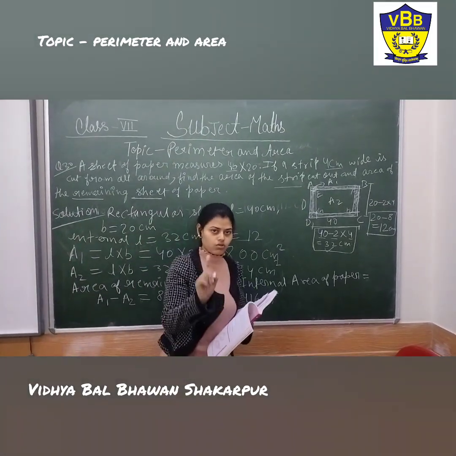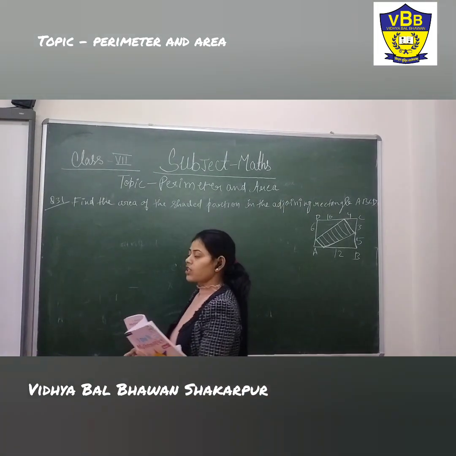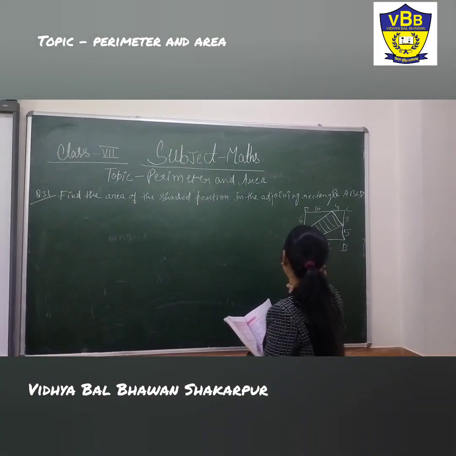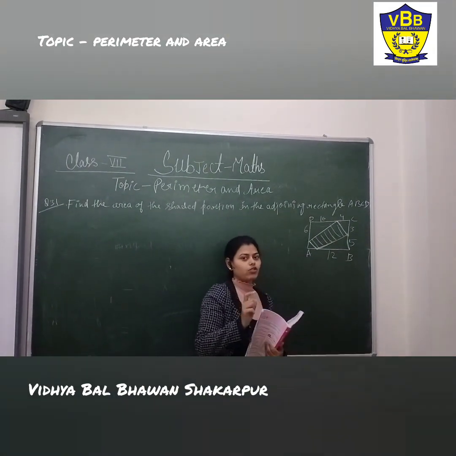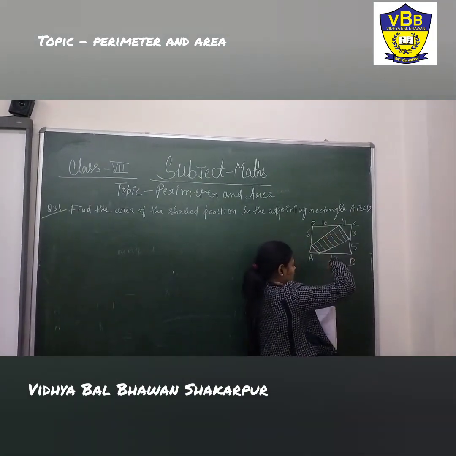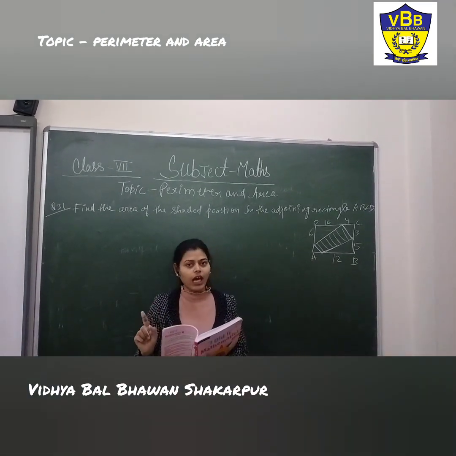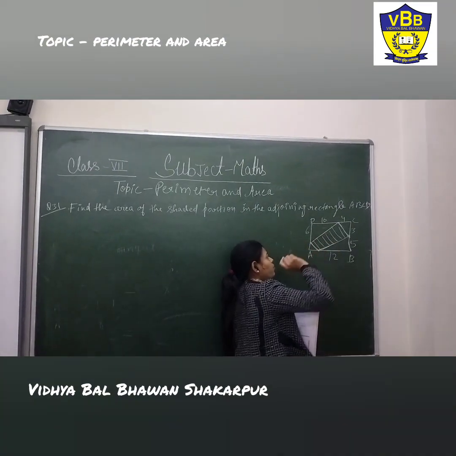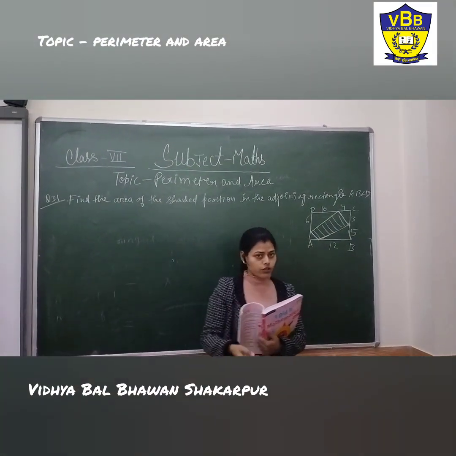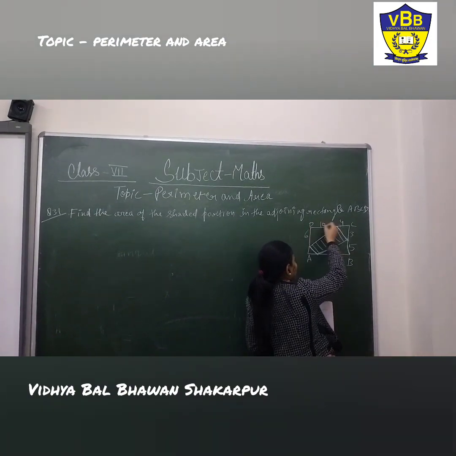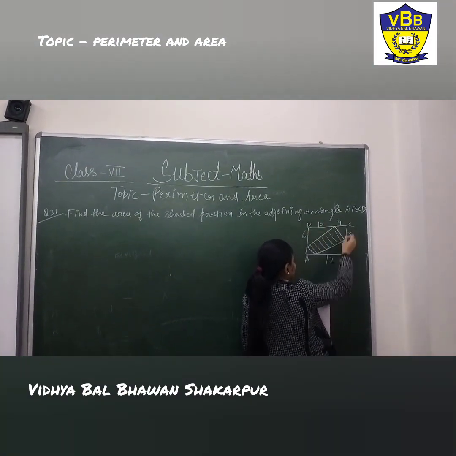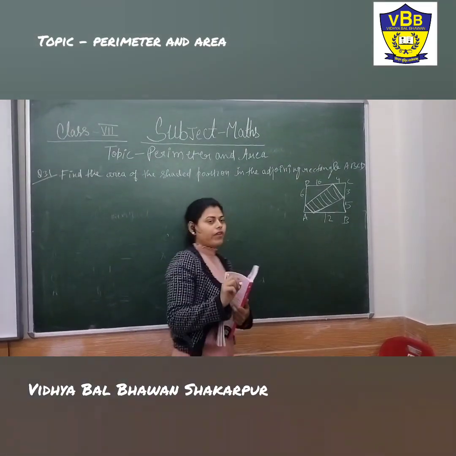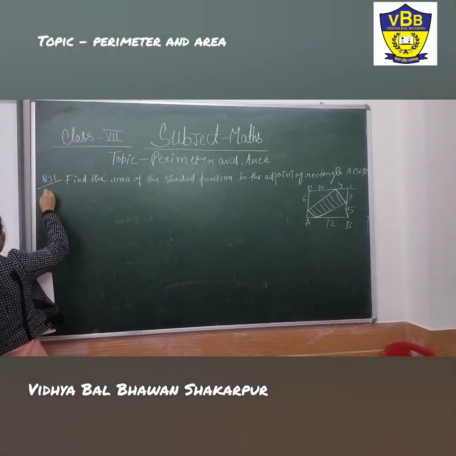Now let's move to the next question, question number 31. In this question, find the area of the shaded portion in the adjoining rectangle named ABCD. As you can see, a figure is given in which you need to calculate the area of the shaded portion. The values are also given. As you can see, this is the length of the rectangle and this one is the breadth. So first, let's write the value of the length and breadth.